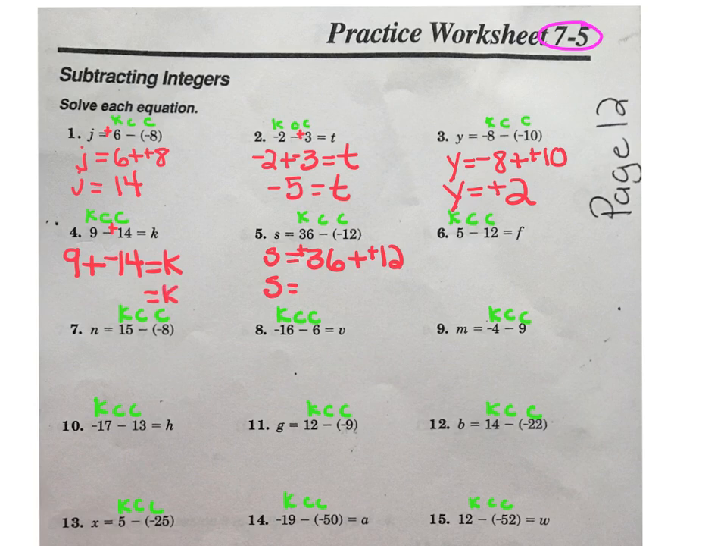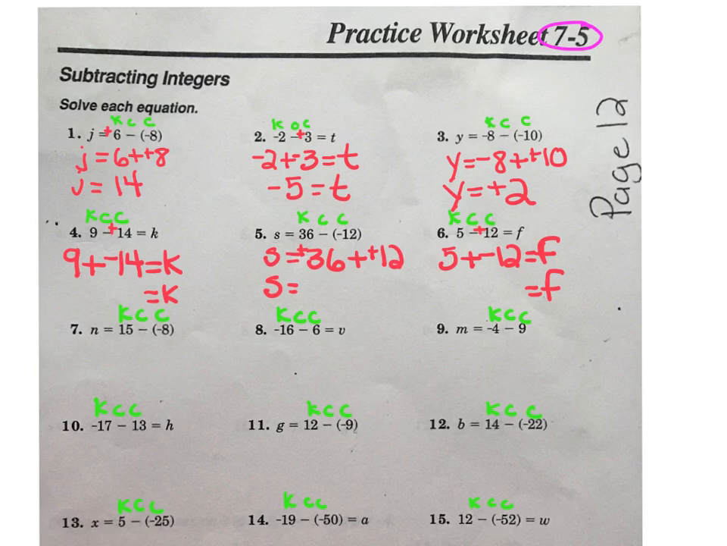And finally, on number 6, that 12 is now a +12. When we do the rewrite, we keep the 5, subtraction becomes addition, and we get -12 equals F. Here, you're going to combine together one positive and one negative. Pause the video and complete this section. When you're ready, turn the video back on and check your work.